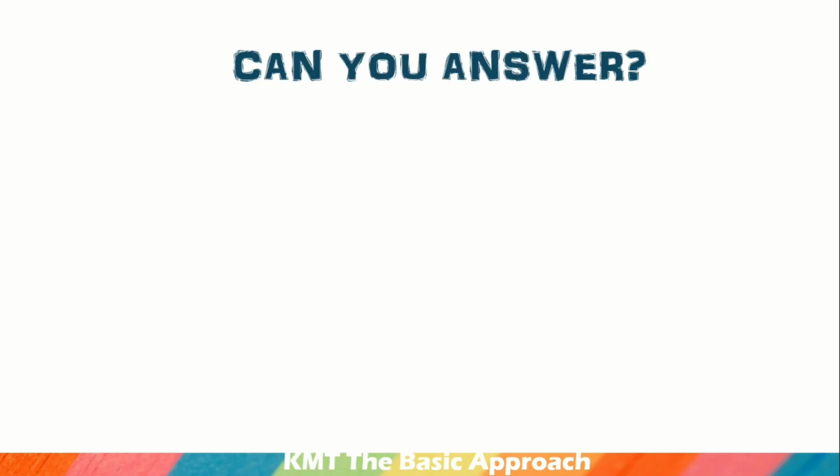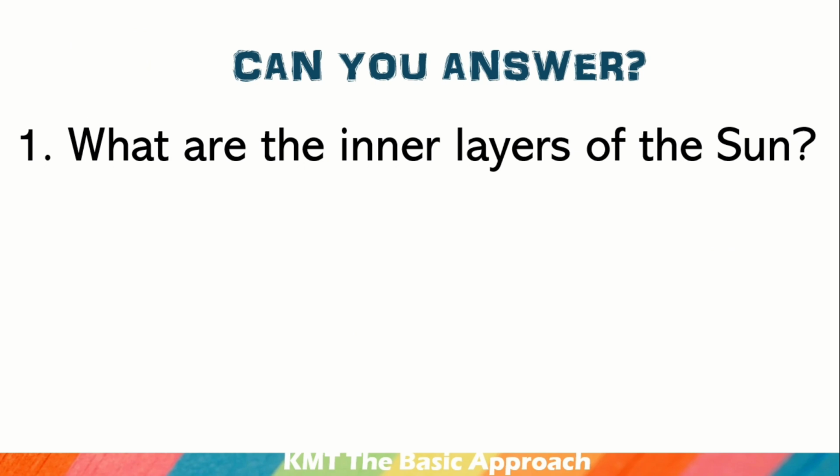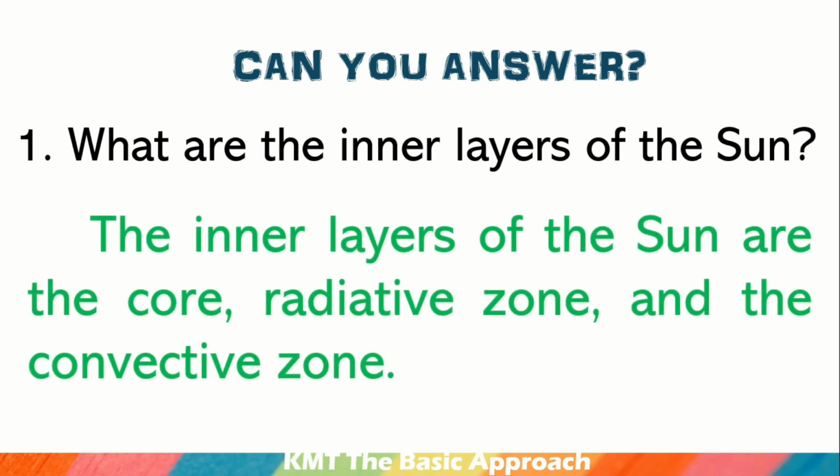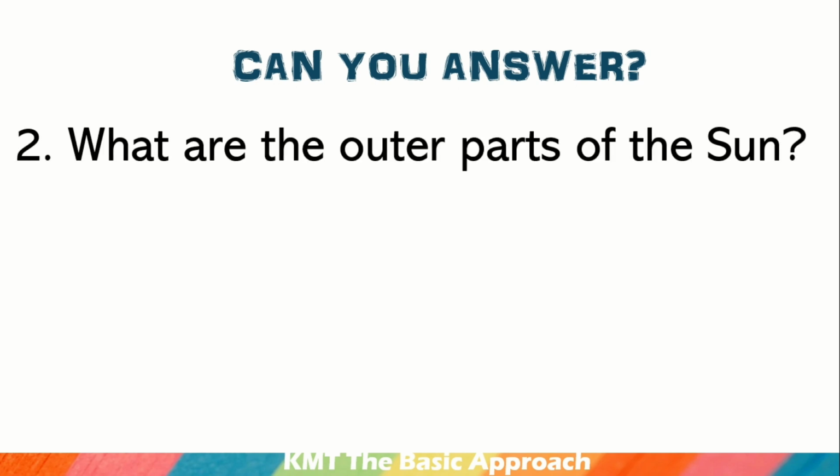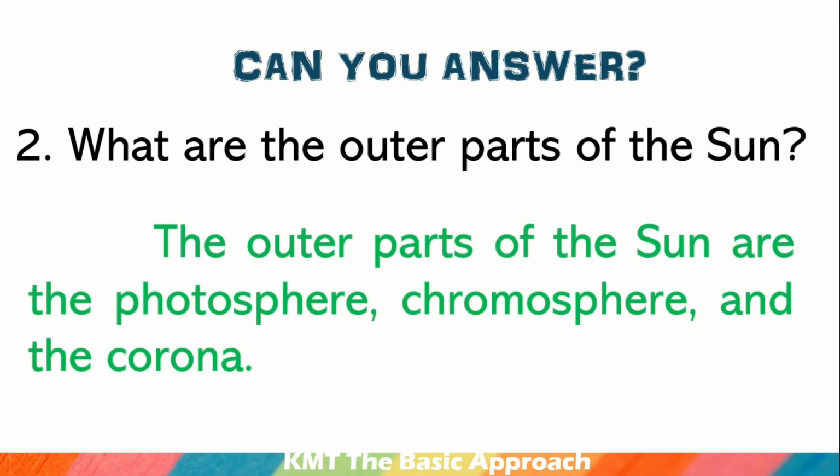Can you answer? Number 1. What are the inner layers of the sun? Correct! The inner layers of the sun are the core, radiative zone, and the convective zone. Number 2. What are the outer parts of the sun? Good job! The outer parts of the sun are the photosphere, chromosphere, and the corona.